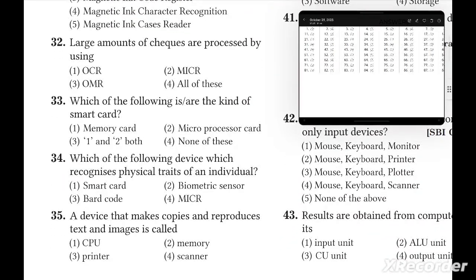Next question. Large amounts of checks are processed by using first, OCR. Second, MICR. Third, OMR. Fourth, all of these. The correct answer is second, MICR.